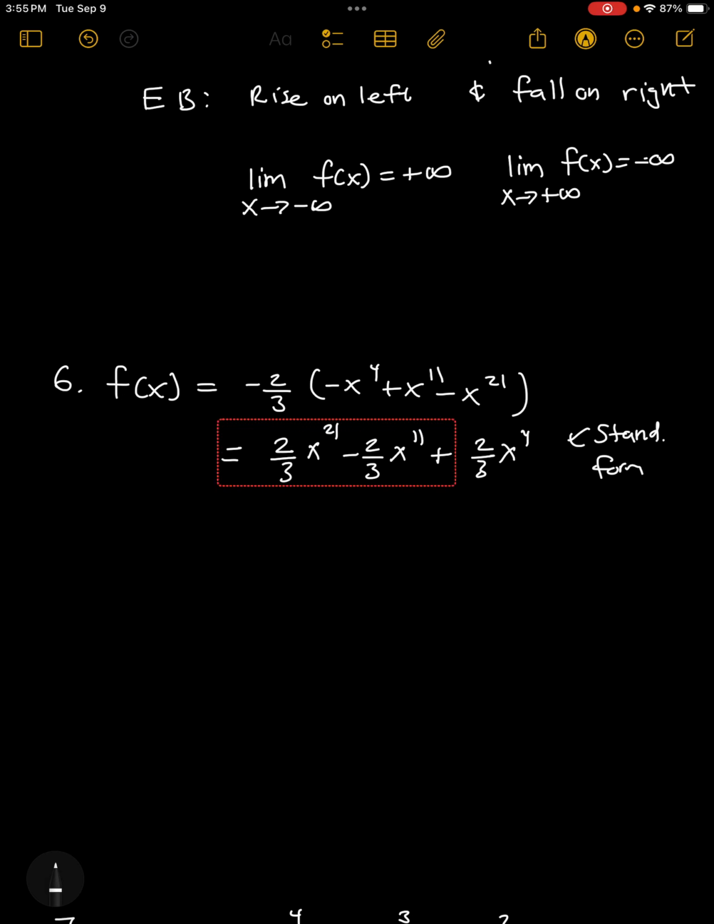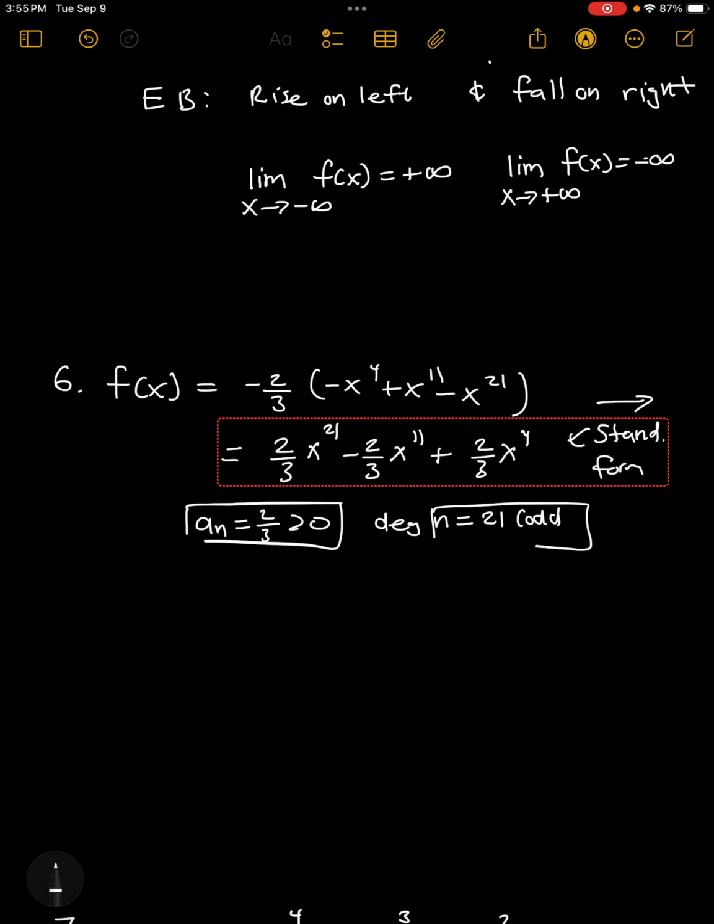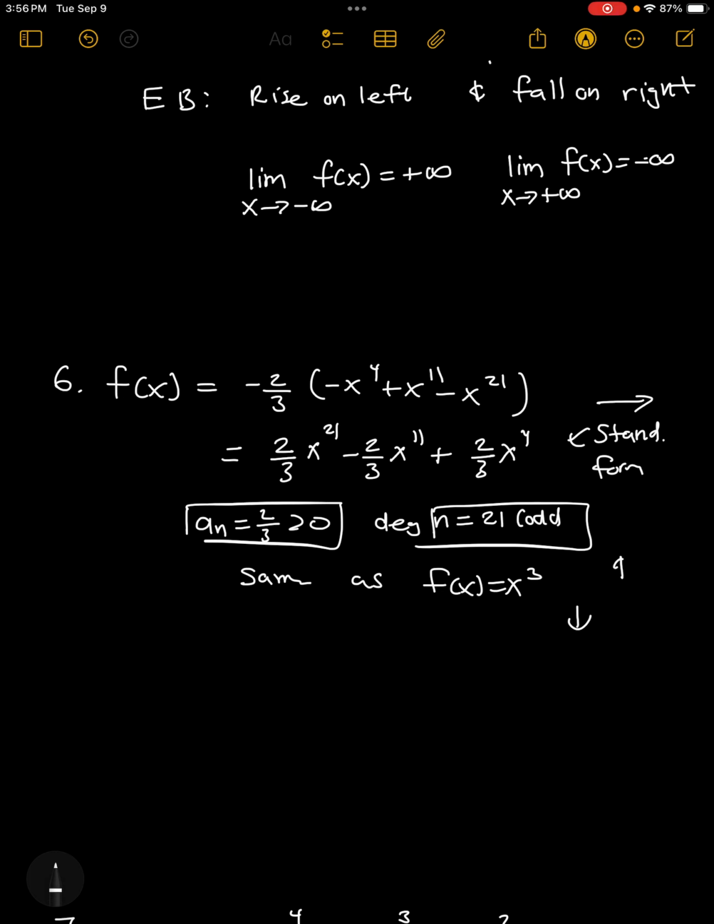Again, if I ask you, what's the leading coefficient? You would say it's 2/3. I only care that it's positive. The degree, or n, of the polynomial, which is the highest exponent, is 21, which is odd. So using the leading coefficient test, using these two pieces of information, this has the same end behavior as +x cubed. And +x cubed, if you could visualize in your head, falls on the left, rises on the right. So fall on the left, rise on the right, in plain English.